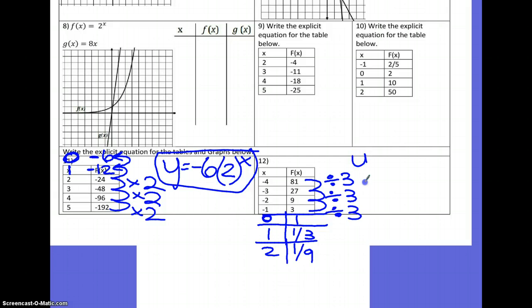And so our equation, again, remember, dividing by 3 is the same as multiplying by 1/3. So the 0 term is 1, and it's multiplying by 1/3. So y equals 1 times 1/3 to the x.